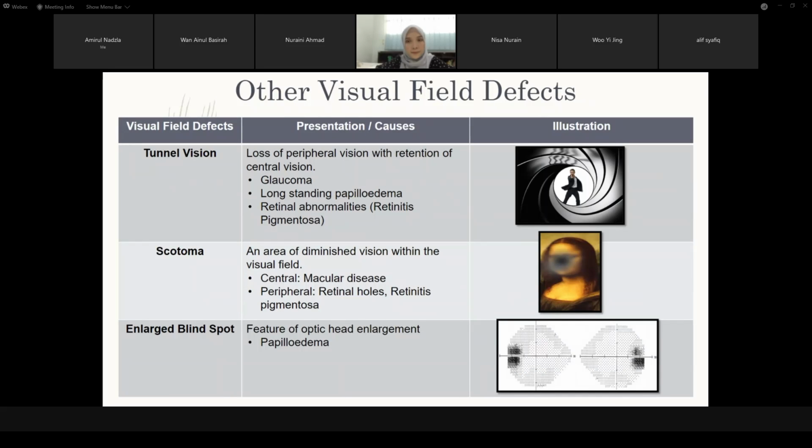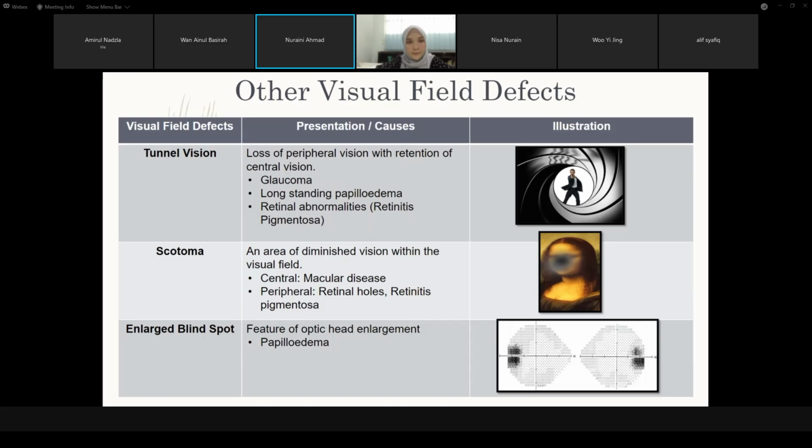Okay, this is visual field defect. Contohnya macam tunnel vision. So tunnel vision ni adalah loss of peripheral vision, tapi central vision kita nampak. Contoh disease dia glaucoma. And then secondly, long standing papillary edema affected retinal abnormalities. Okay, faham tak?